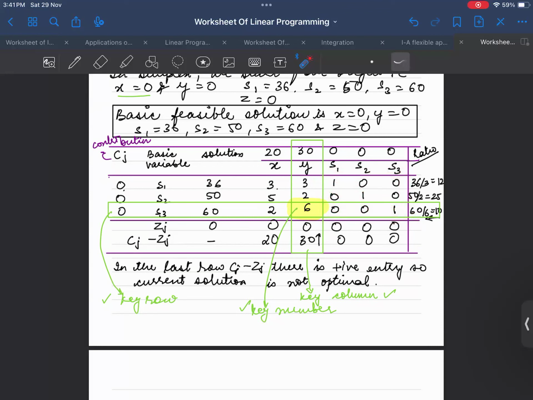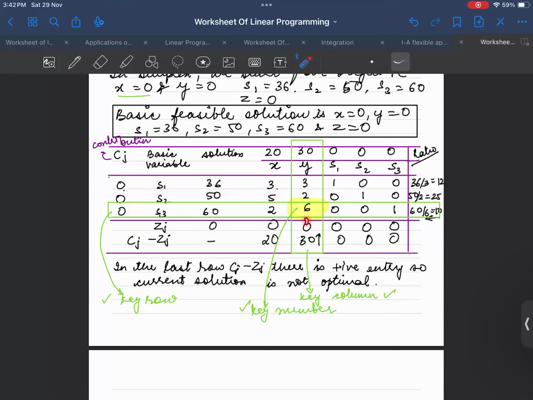And then we calculated Zj, which is the profit. How did we calculate it? For the solution, 36 multiplied by 0 would be 0, plus 50 multiplied by 0 would be 0, plus 60 multiplied by 0 would be 0. So the total contribution to the objective function Z, or the profit, is 0 as of now. We calculate the same for x: 3 multiplied by 0, plus 5 multiplied by 0, plus 2 multiplied by 0, which comes out to be 0.